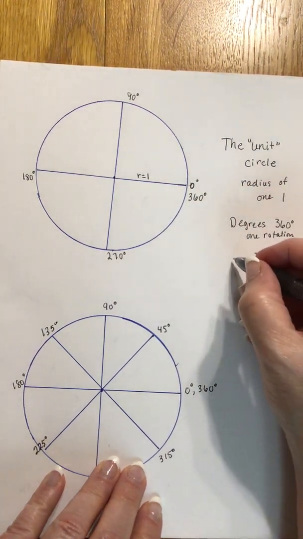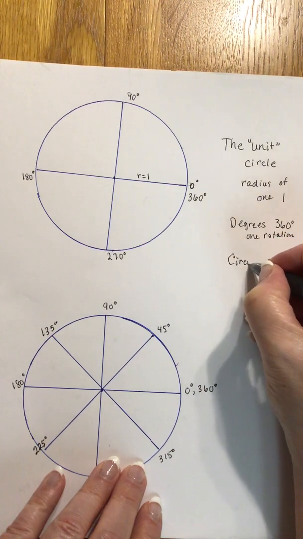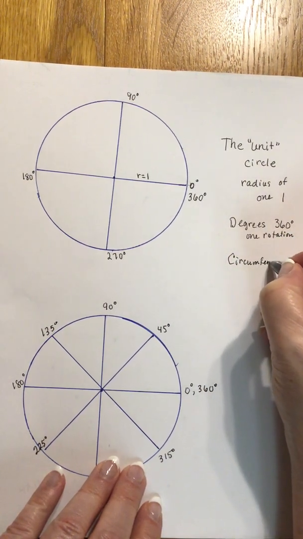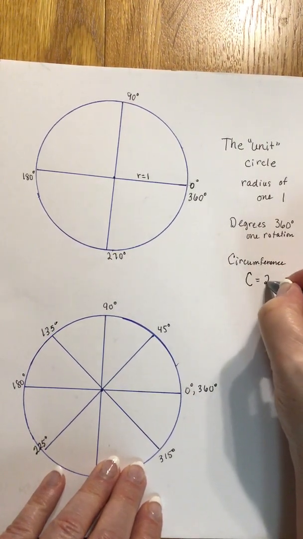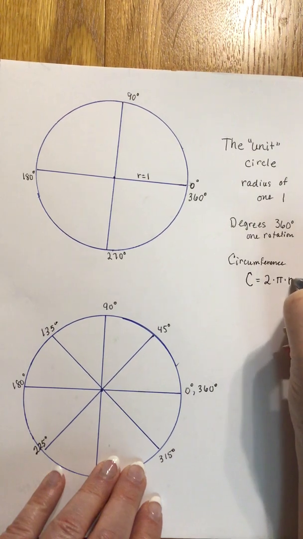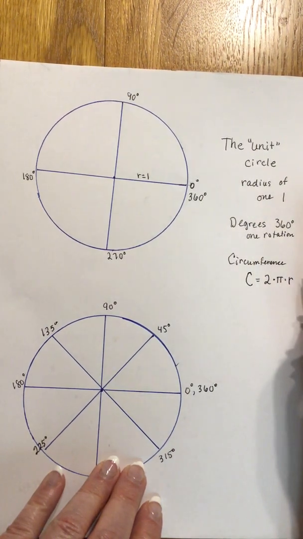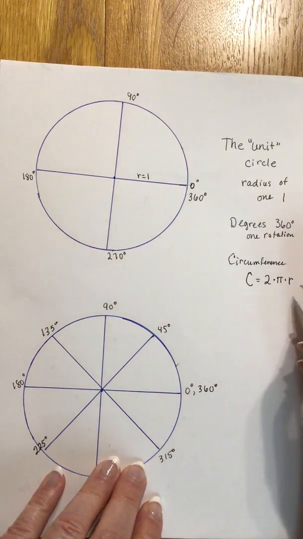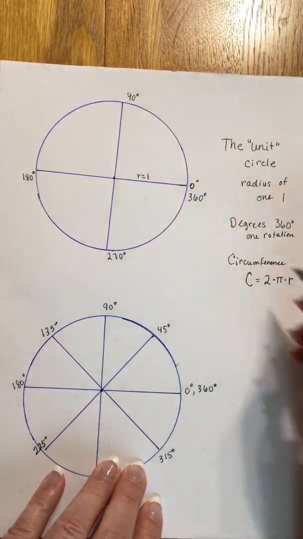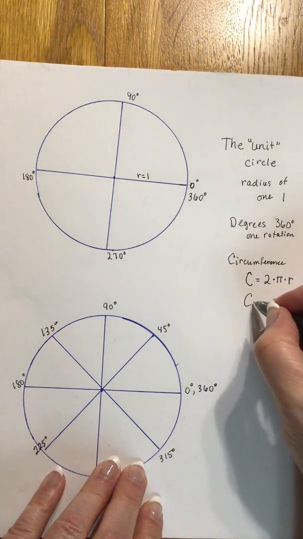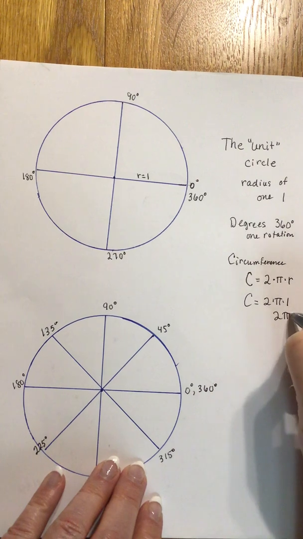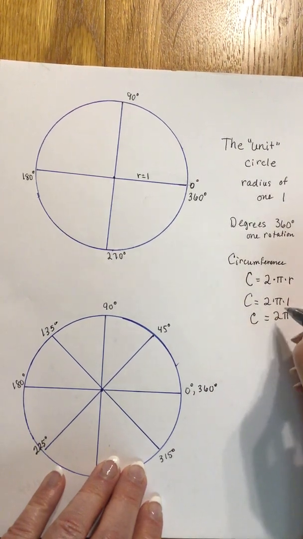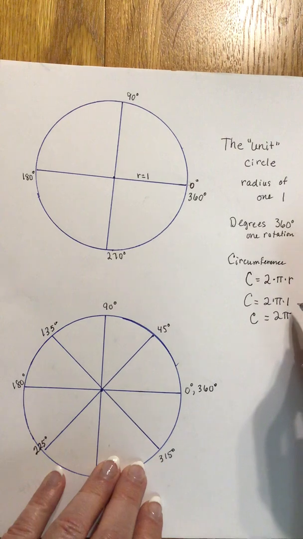So one complete rotation when we're talking about the circumference is going to be C equals 2 times pi times r. So that was our formula for the distance around the circle, the circumference. But what do we know? We know r is equal to 1. So this makes this to be a 1. So we get C equals 2 times pi times 1, which is just going to be 2 pi. So we know one complete rotation around it for the circumference is going to be 2 pi.